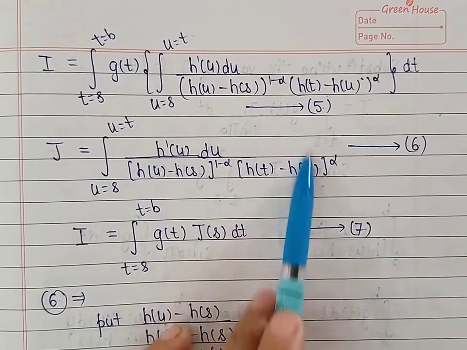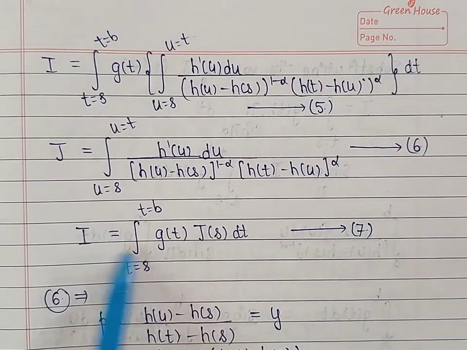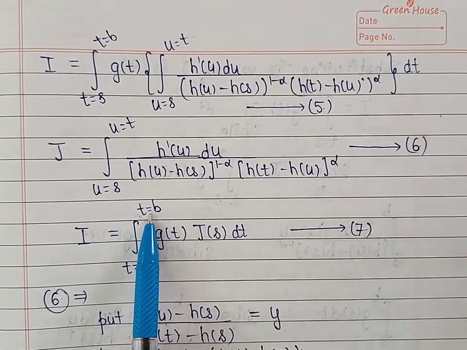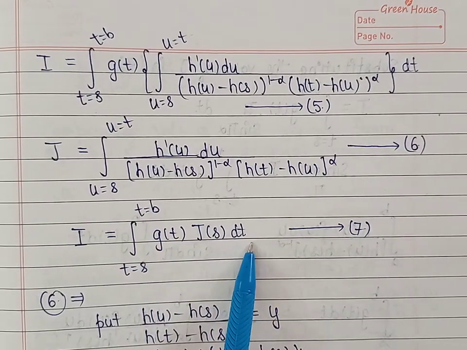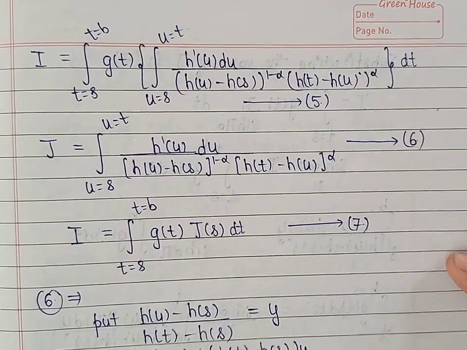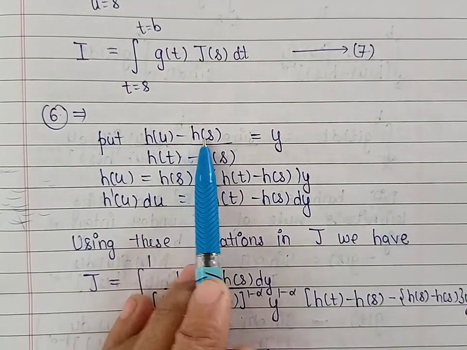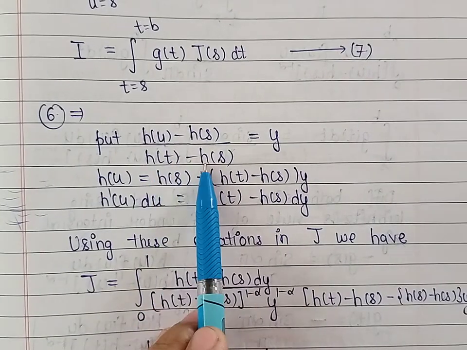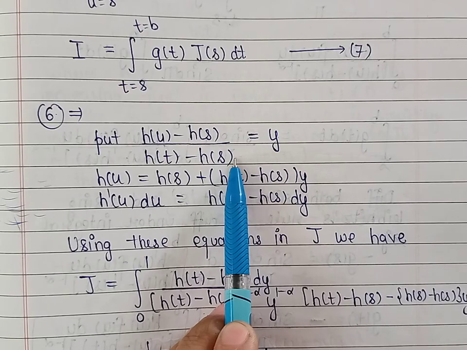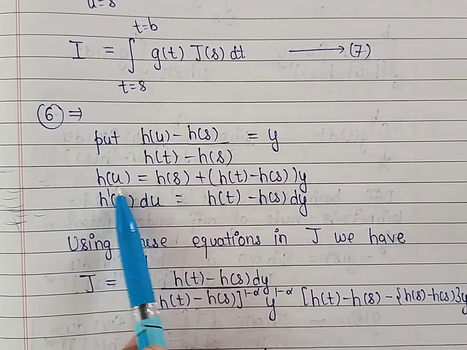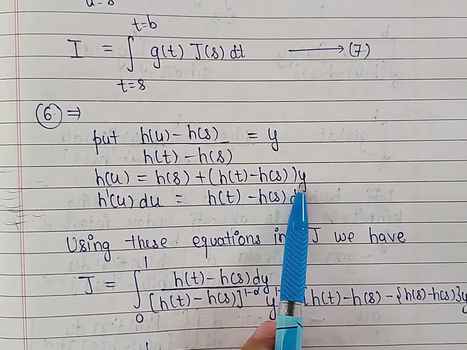So if we take this integral as J, the integral I will become the integral from t = s to t = b of g(t) into J dt. Now let us solve the integral J. In order to solve the integral J, let us put (h(u) - h(s))/(h(t) - h(s)) = y. Now by cross multiplication from here we get h(u) = h(s) + (h(t) - h(s)) y.